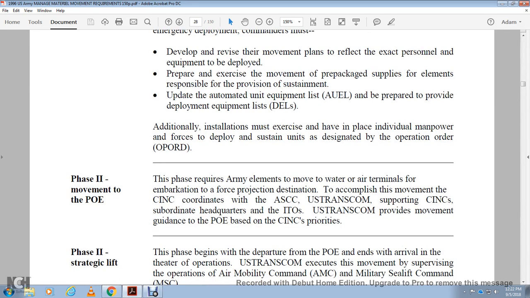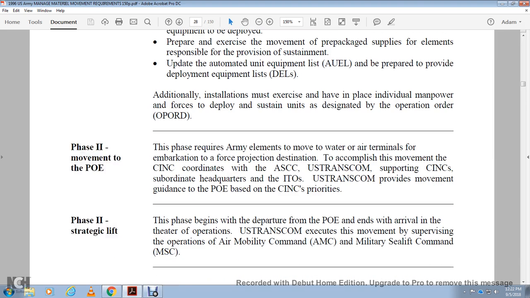Phase 2 requires Army elements to move to the water and terminal with embarkment for the force projection destination, to complete the movement. The Joint Chiefs of Staff and Commander-in-Chief coordinate with the Army Service Component Command, the U.S. Transportation Command, the Chairman Joint Chiefs, and the Commander-in-Chief's subordinates, headquarters, and ITOs. U.S. Transportation Command can provide the movement guidance of the POE based on the Commander-in-Chief's priorities.